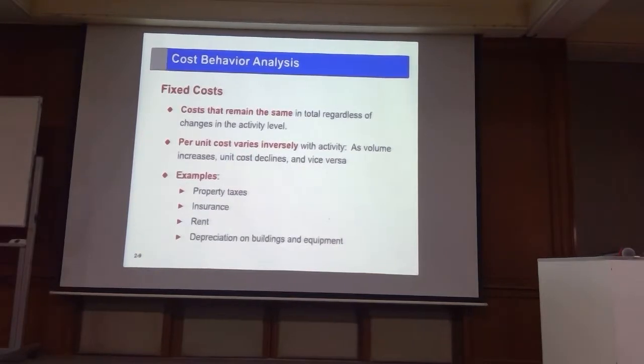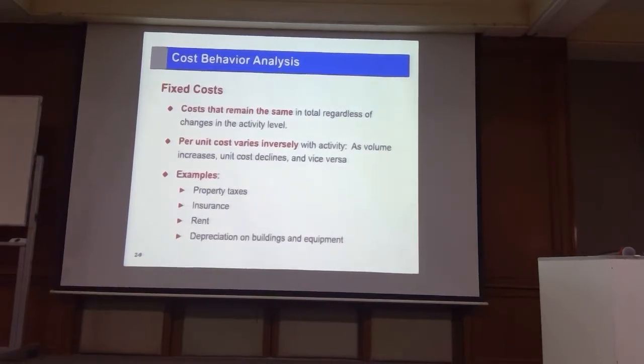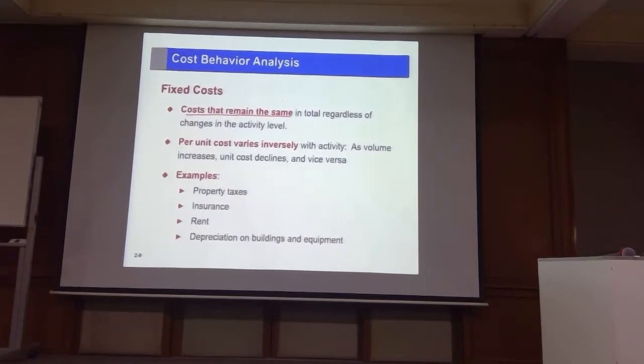And the next one is your fixed cost. Okay, this one is totally opposite from the first one that we studied. For the fixed cost, when we talk about the total fixed cost, the total cost tends to remain the same in total regardless of the change in the activity level. This means if you don't produce, you still have to pay this cost. If you produce more, the total cost still remains the same.